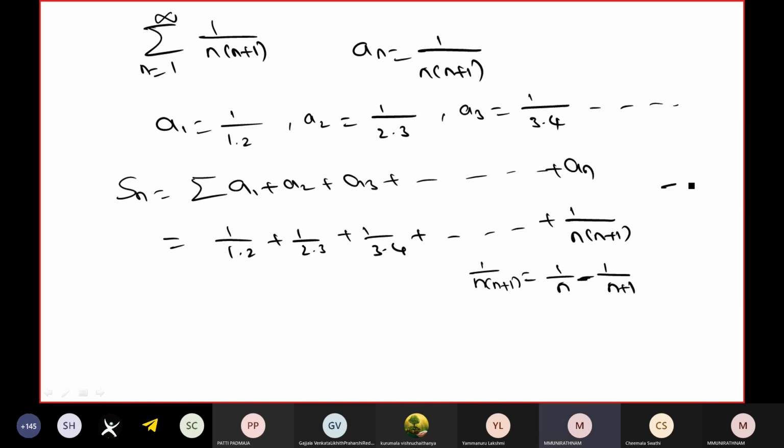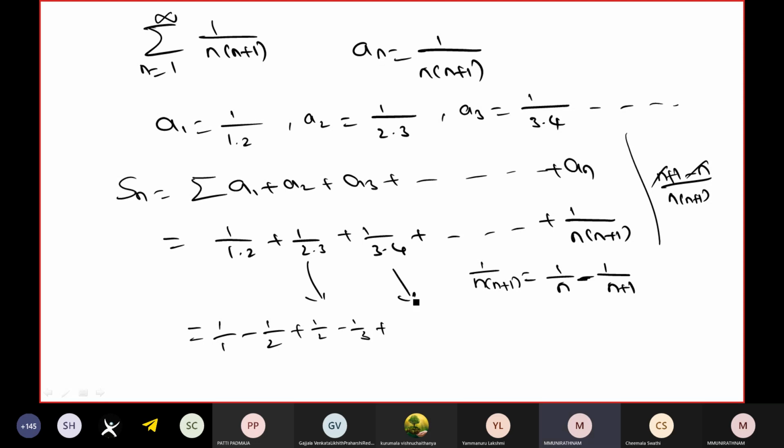కావాలంటే మీరు ఎల్సిఎం తీసుకోండి. ఎల్సిఎం తీస్తే ఏమవుతుంది? n into n plus 1 is n plus 1 minus n. 1 by n into n plus 1 is 1 by n minus 1 by n plus 1. ఓకేనా? సో ఇప్పుడు దీన్ని ఏం రాయొచ్చు? 1 by 1 minus 1 by 2. దీన్ని ఏం రాయొచ్చు? 1 by 2 minus 1 by 3. 1 by 3 minus 1 by 4. 1 by n minus 1 by n plus 1.